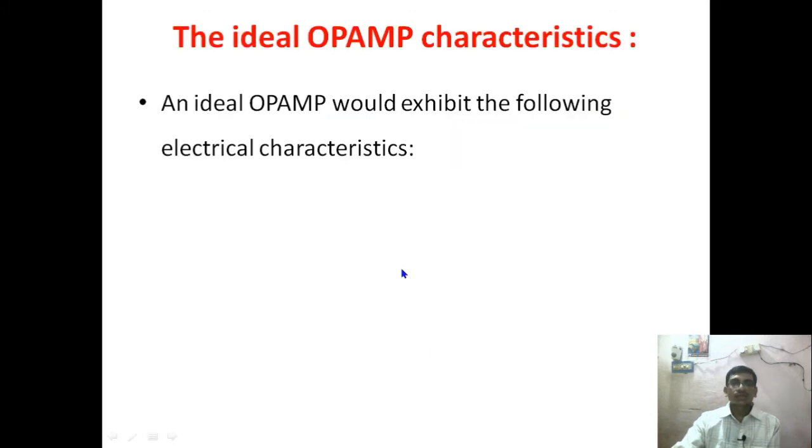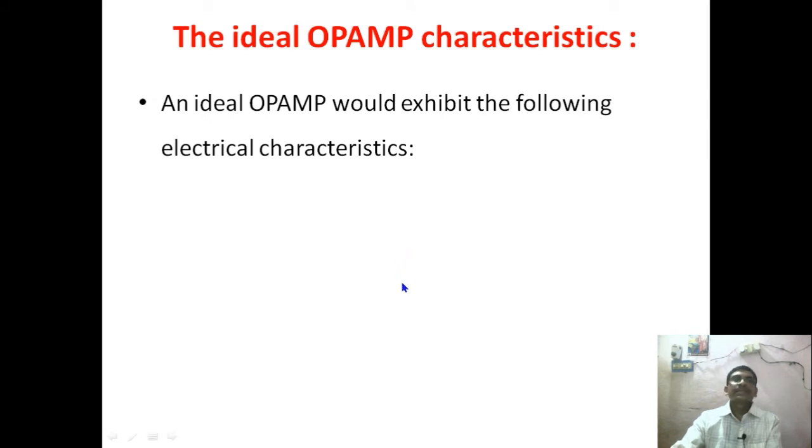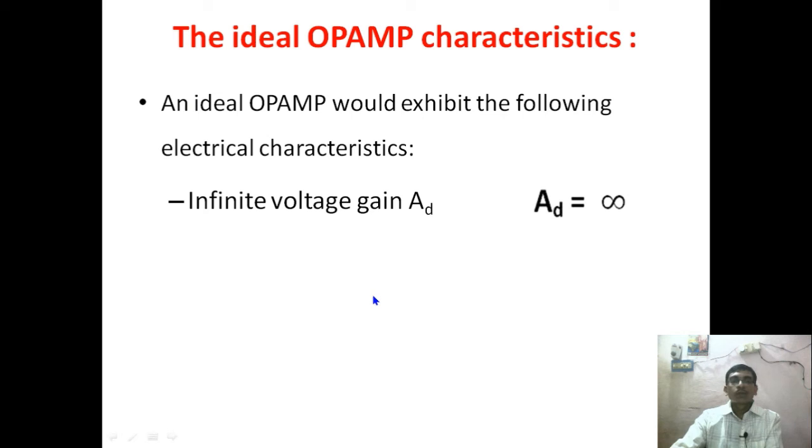Very important question. Okay, the next topic is ideal op-amp characteristics. An ideal op-amp would exhibit the following electrical characteristics. Infinite voltage gain. As the basic building block of the op-amp is a differential amplifier, it provides infinite voltage gain for the ideal characteristic. AD, the differential voltage gain, is infinite. This is about the ideal case.